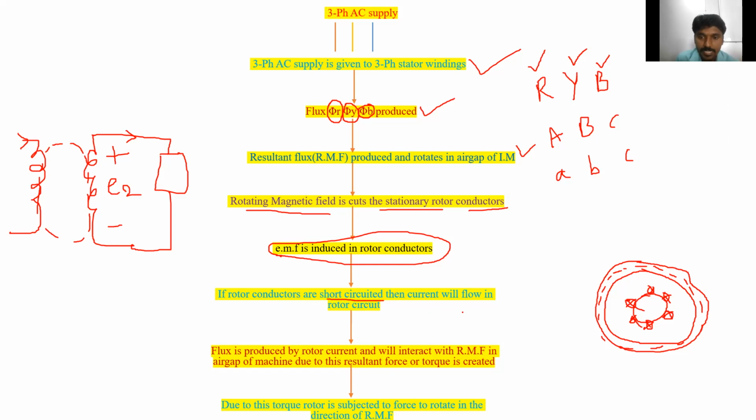Then the next step. Where have we reached so far? EMF is induced in the rotor conductors and then current is flowing through the rotor conductors. So what will be the next step? If the current is flowing through the rotor conductors, then what will happen? Flux will be produced there also. Flux will be produced there, right? Is flux produced or not?